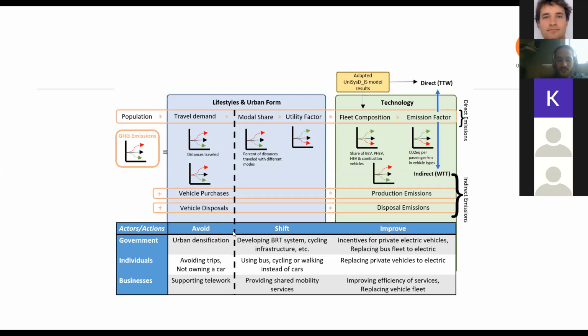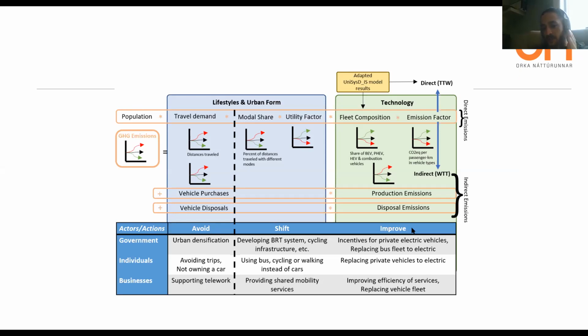I'm only going to mention this because it's interesting, but there's basically three main actions that you can do. You can try to avoid travel demand, or avoid purchasing vehicles or disposals. You can shift to public transport or different mobility options. Or you can improve the system that you're working in, for example, replacing the bus fleet with electric buses, and trying to reduce these emissions and improve, for example, the production. If we get better and better at producing vehicles, their impact will be less and less. So those are the three options that you have to reduce the emissions associated with the transport sector.